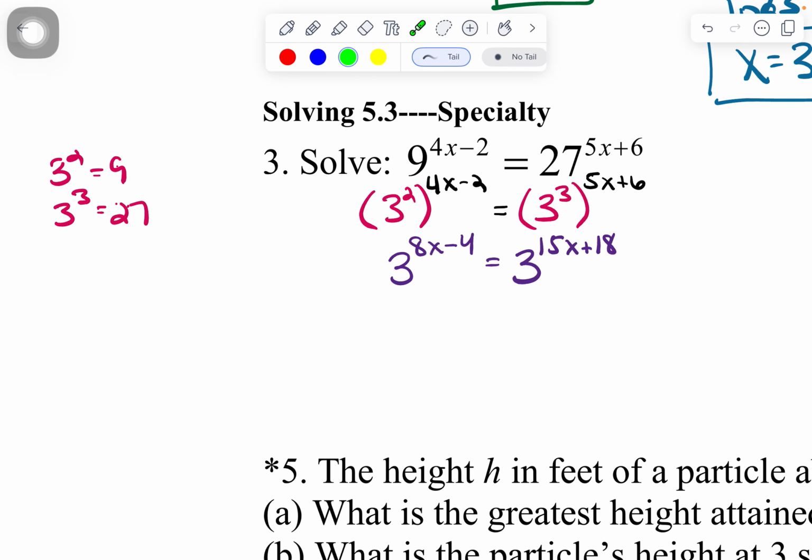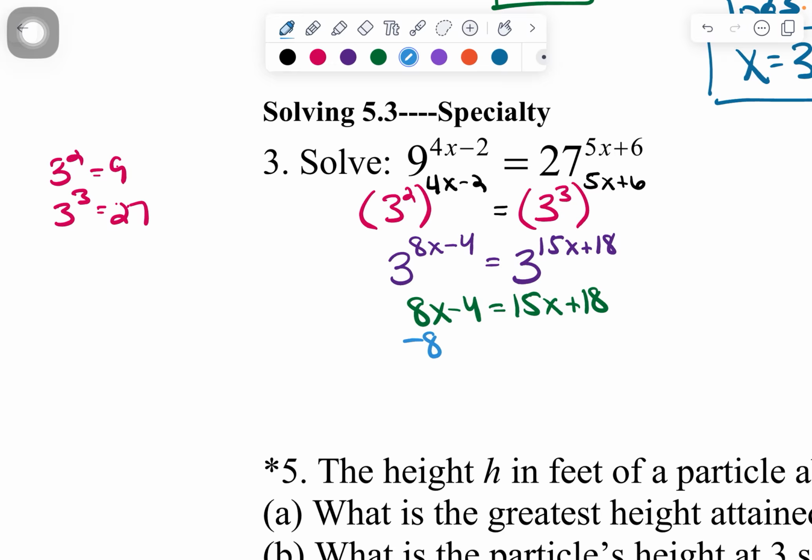Love that, because I can make those exponents equal. So bases no longer matter. 8x minus 4 equals 15x plus 18. Whoops, not just 8, make it an 18. See, these cause problems. All right, so we have a linear equation here. I want all the x's on one side and the numbers on the other side.